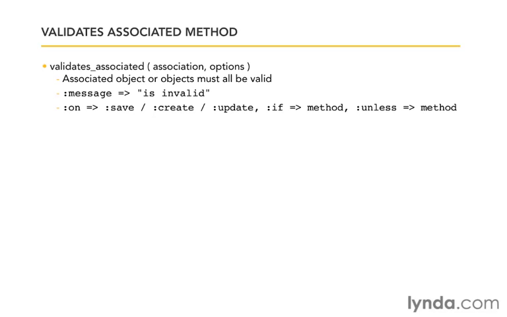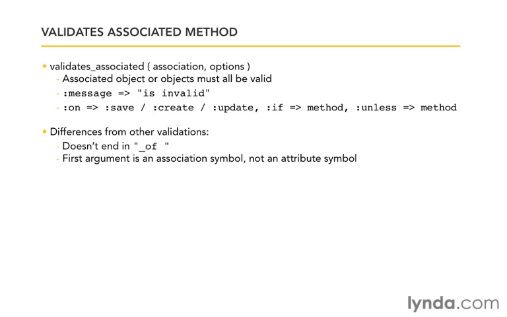In other words, these two objects are so closely related that we shouldn't consider the auction to be valid unless the car is also valid. And that's what validates_associated lets us do. validates_associated checks to see if the object or objects in an association are all valid. Like the other validation methods, we can pass in options to the second argument, the options hash. We can have a custom message. We can say whether it should take place on save, create, or update, and only if or unless certain conditions are met.